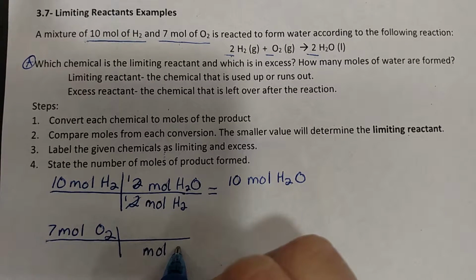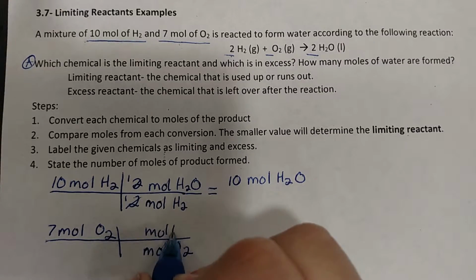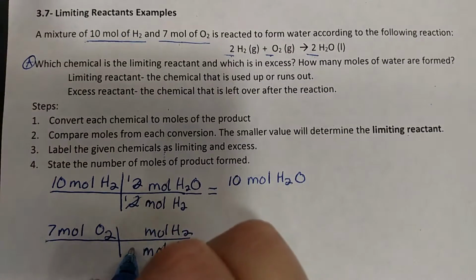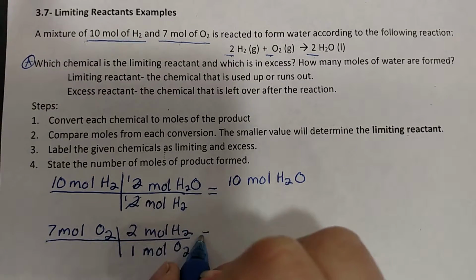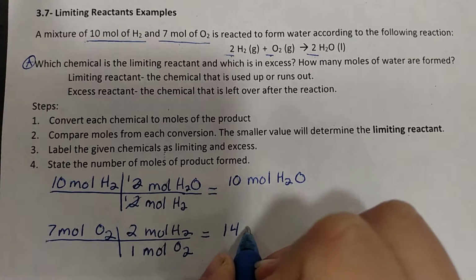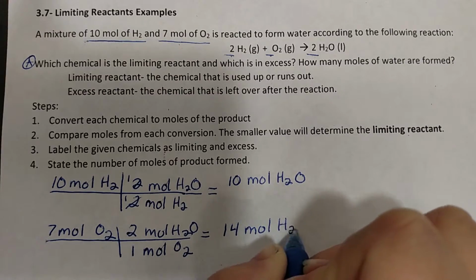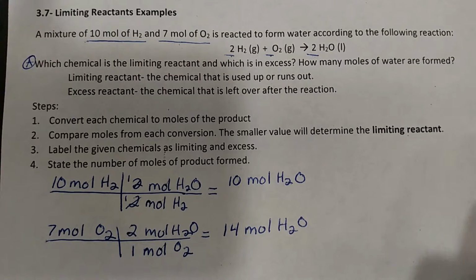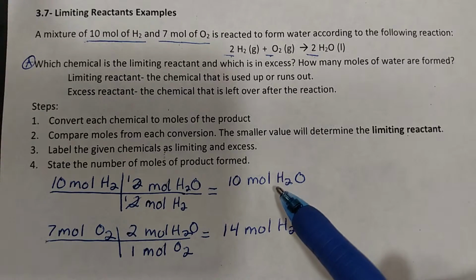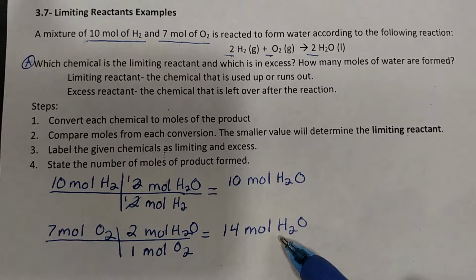So we take moles of oxygen on the bottom and moles of water on the top. It is a 1-to-2 ratio. So 7 times 2, we can get 14 moles of water. So what does this tell us? Well, if all of the hydrogen reacts, we can make 10 moles of water, but if all the oxygen reacts, we can make 14 moles of water.